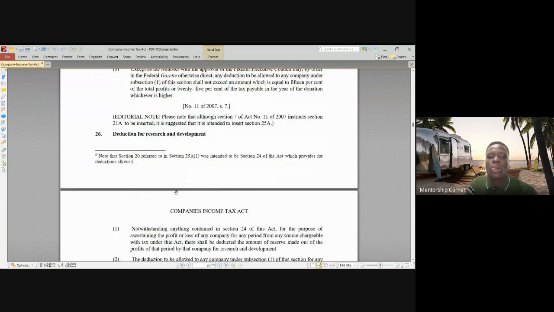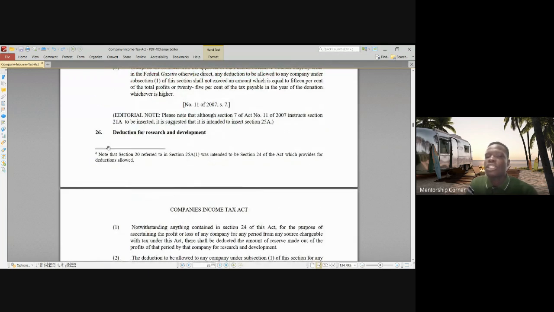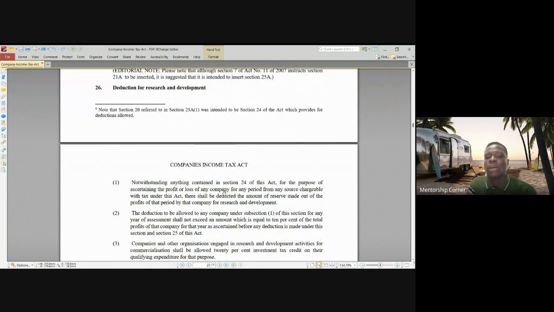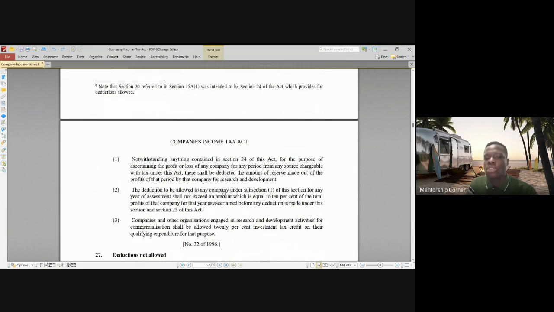You can just read it up. Then we have section 26, deductions for research and development. So deduction for research and development, these are also part of the allowable deductions, right? It's just trying to tell you what are the things that the government allows, and what are the ones that they disallow, right?